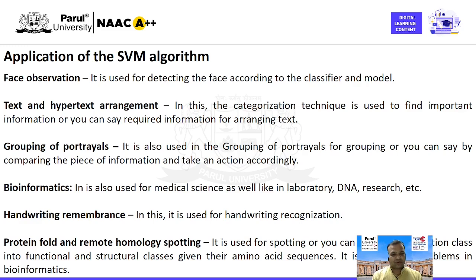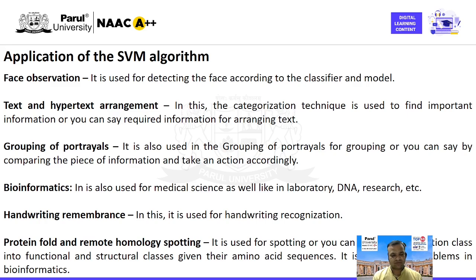Next one is grouping of portals. It is also used in the grouping of portals, or you can say by comparing pieces of information and taking an action accordingly.